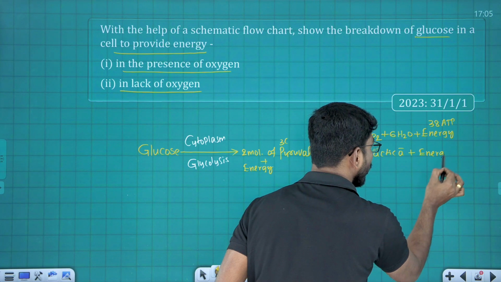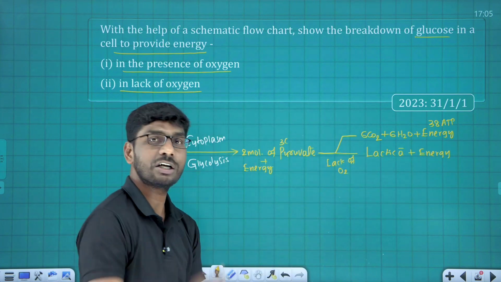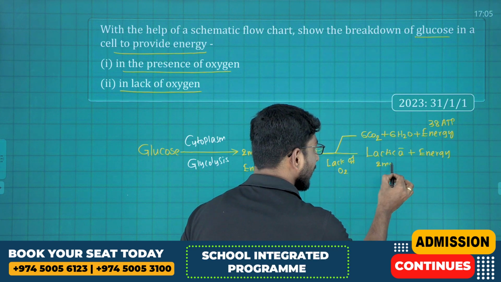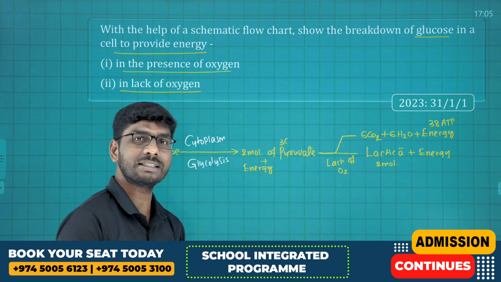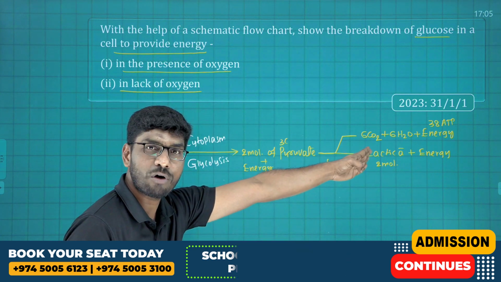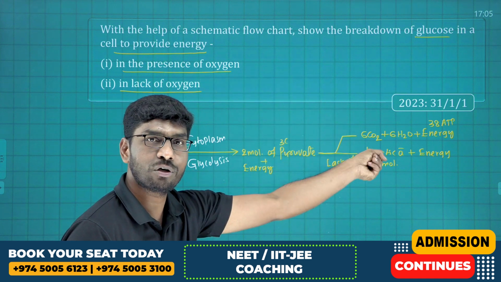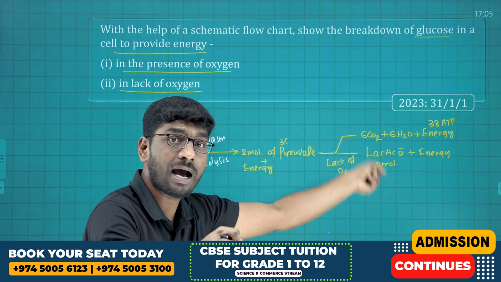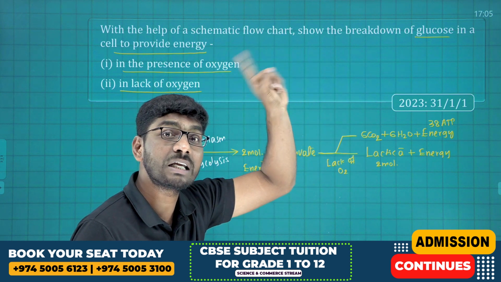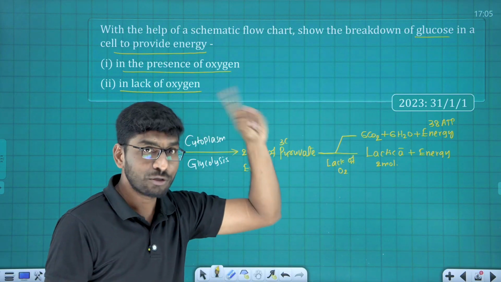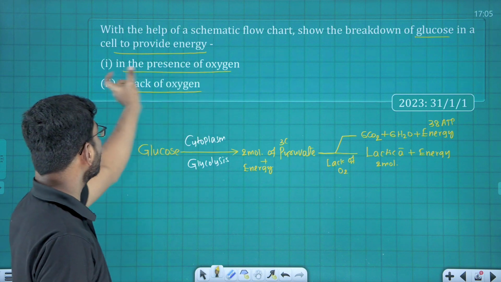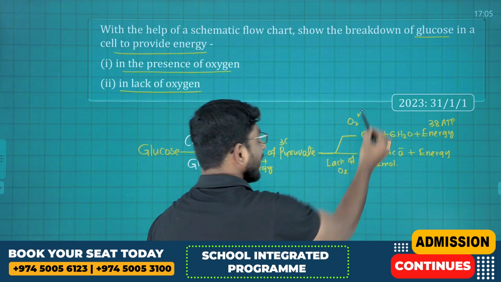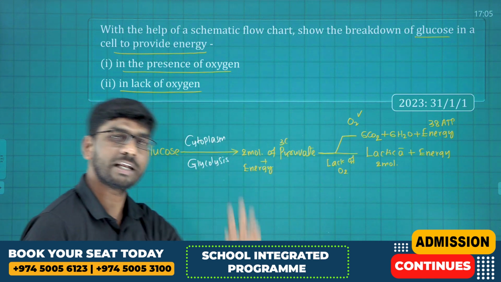Remember all of you, there is no carbon dioxide production with lactic acid. How many molecules of lactic acid? Again, 2 molecules of lactic acid and energy. One is the presence of oxygen, one is lack of oxygen, sorry, not absence of oxygen. If they ask about absence of oxygen, we should write alcohol formation in yeast fermentation. You got my point? So the right answer of this question: in the presence of oxygen, this one, and in lack of oxygen, lactic acid and energy form.